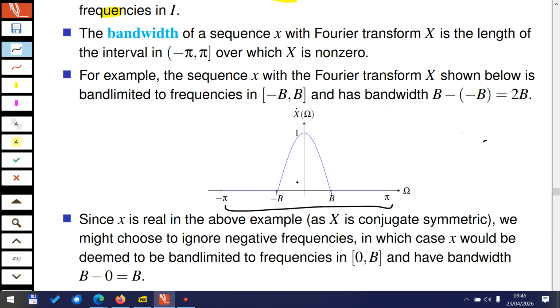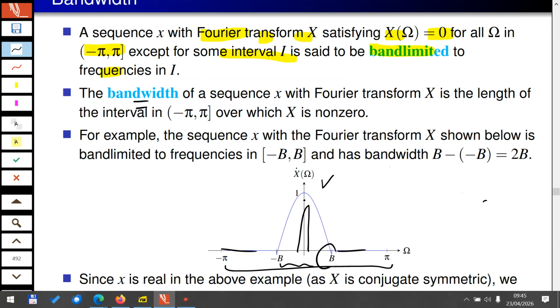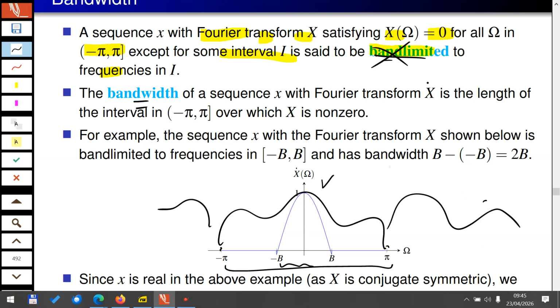And even there, if it is non-zero only in a specific region and it is zero everywhere else, then this B is what we will call the bandwidth. So bandwidth tells us, you just imagine if B is large, you have high frequency content. If B is small, you have low frequency content. And you call it band limited if you had these zeros, right? If you had no zeros, and it was non-zero throughout, and you also know that this gets repeated, so that will not be band limited, right?